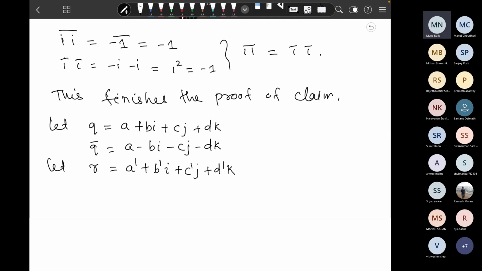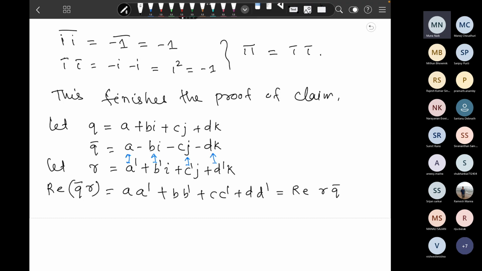Now I am looking at the real part of Q bar R. Observe that to get the real part of Q bar R, I only have to do component wise multiplication. If you multiply A with any element apart from A prime, that will not constitute the real part. So I have to do only component wise multiplication. For that reason, I will get A prime plus B prime plus C prime plus D prime. And by a similar argument, this is the same thing as the real part of R bar Q.